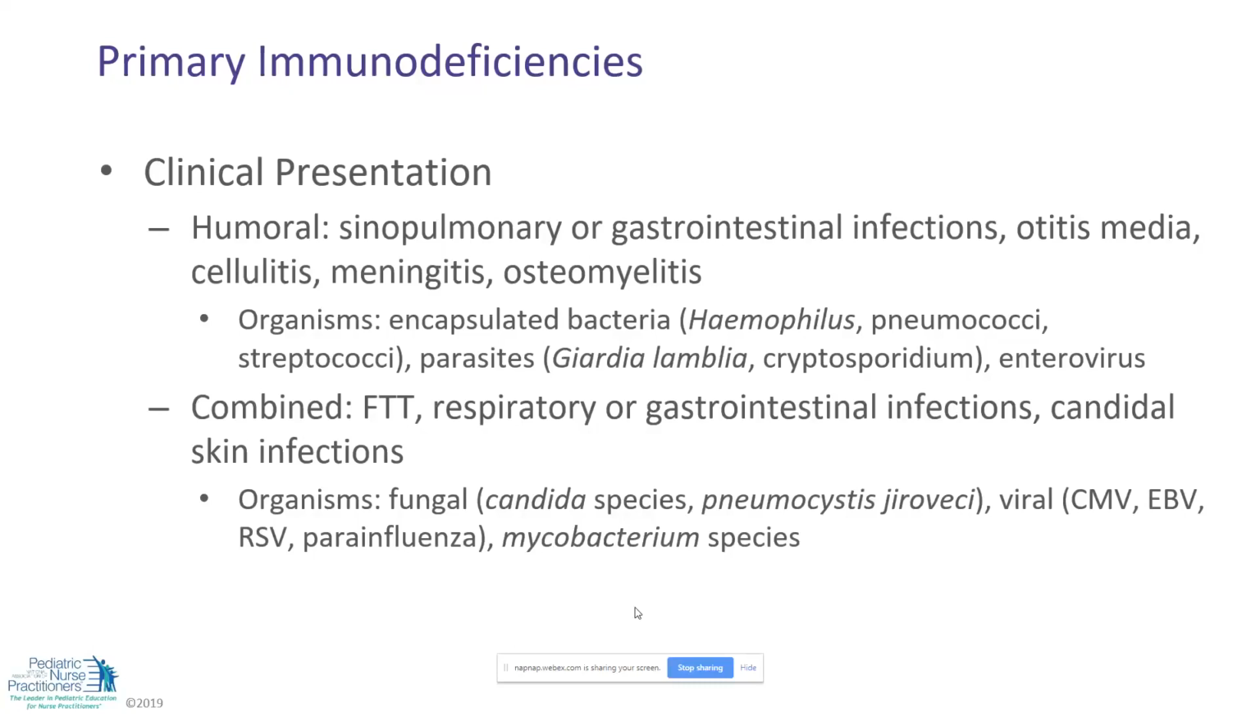When we think about how patients with combined immunodeficiency may present, they may have failure to thrive, they may experience respiratory or gastrointestinal infections, and also candidal skin infections. And again, the organisms are listed here.